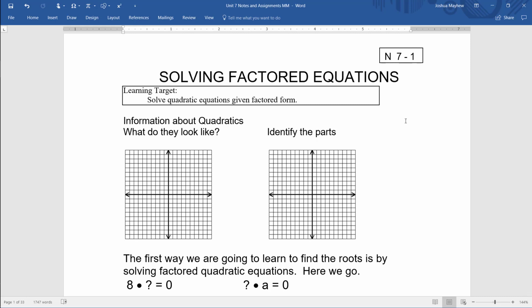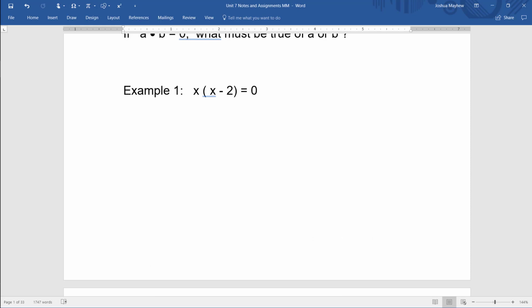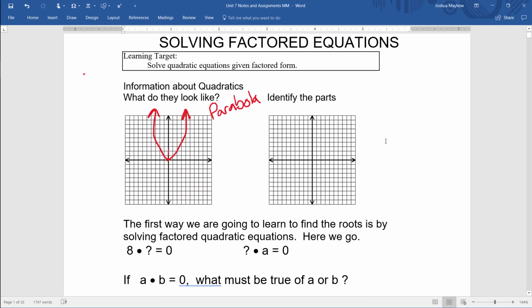Okay, today we're going to solve quadratic equations, but I'm going to give you the factored form. Before we get started, I want to first talk about what a quadratic looks like. Hopefully you remember from Algebra 1, a quadratic looks like this. The graph of a quadratic is called a parabola. I'm going to draw a different one on the second graph. We're going to talk about the parts.